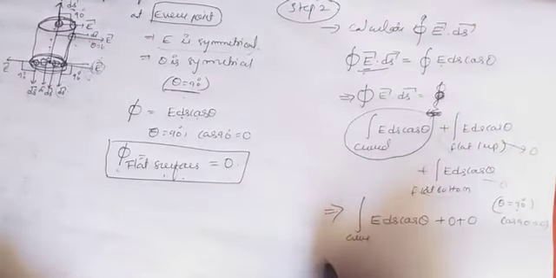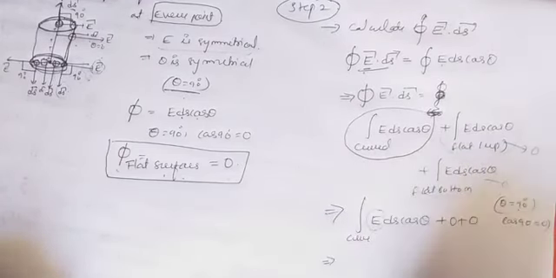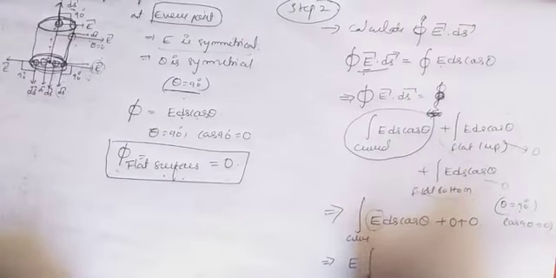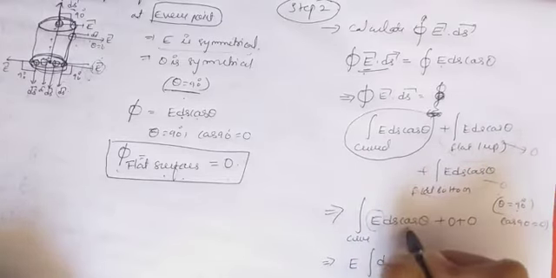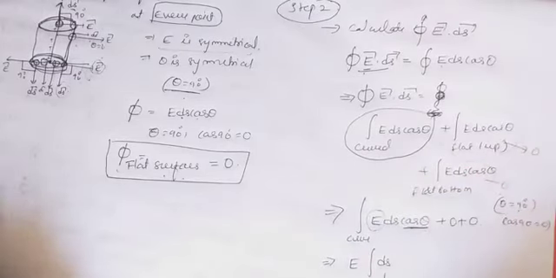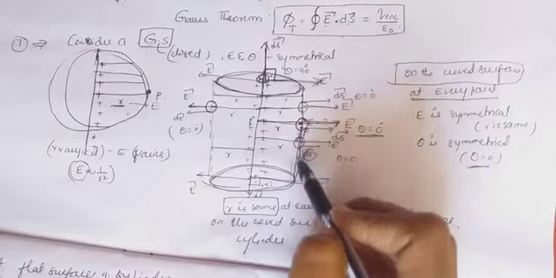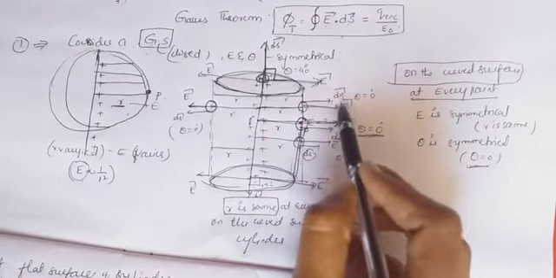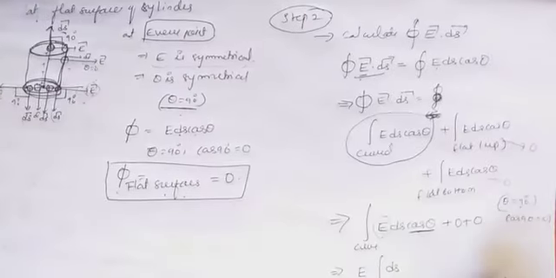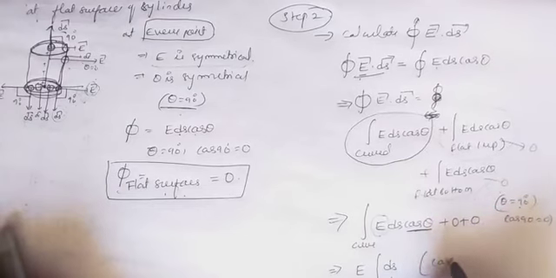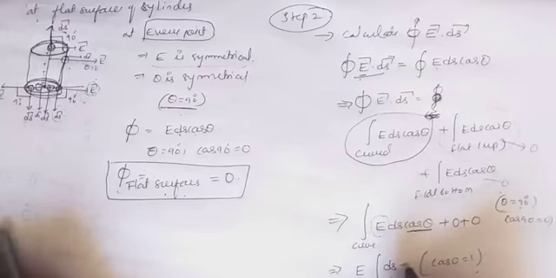Now here the electric field is symmetrical, so it is constant at every point. So we just take out E, and now the curved surface, so that is ds. And at the curved surface, theta is equal to what? 0. At the curved surface, the angle between E and ds is what? 0. So as theta is equal to 0, cos 0 is equal to what? 1. Plus 0 plus 0.